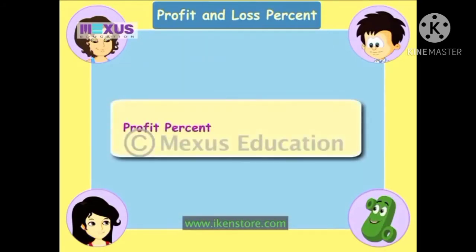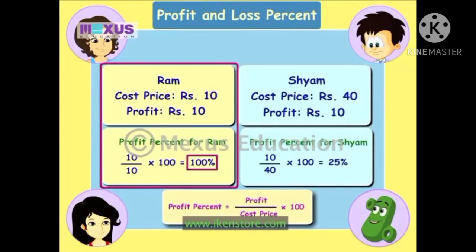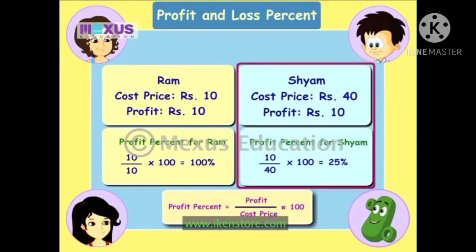To calculate profit percent, you divide the profit by the cost price and multiply it by 100. Let's use this formula to calculate profit percent for Ram and Sham. Ram made a profit of 100% and Sham made a profit of 25%. So even though the profit in both cases was rupees 10, Ram has made the bigger profit based on the cost price. Perfect. Yes, very good.